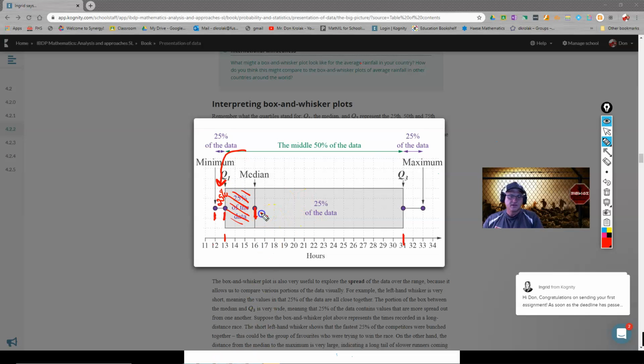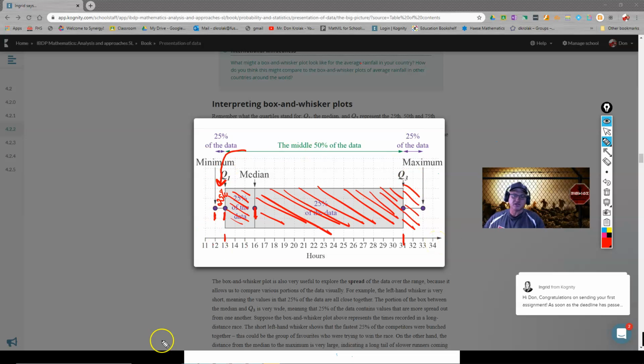Right? 50%, 25 here, and then another 25 here, ran the race in over 16 hours. So basically, you have a race where you've got people that are really competitive, and then you've got this long tail of runners based on how fast they're able to finish the race. So this could very well model a situation like that.